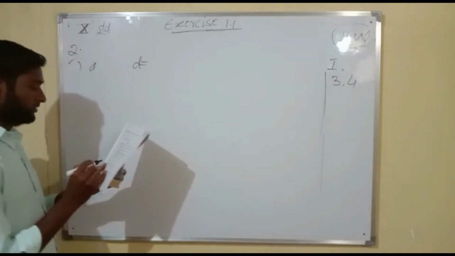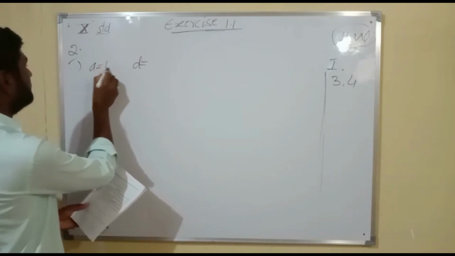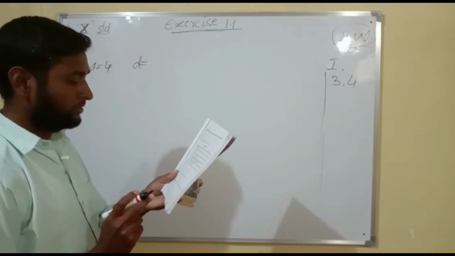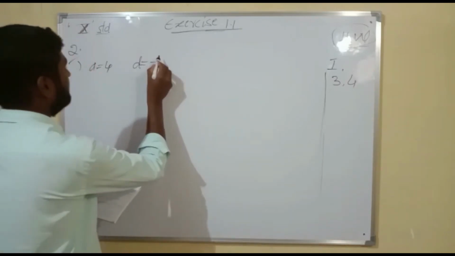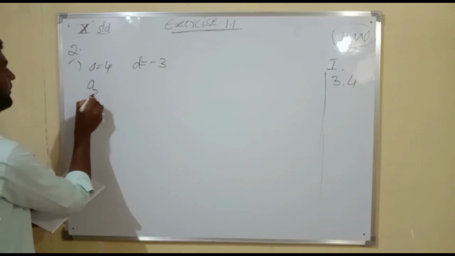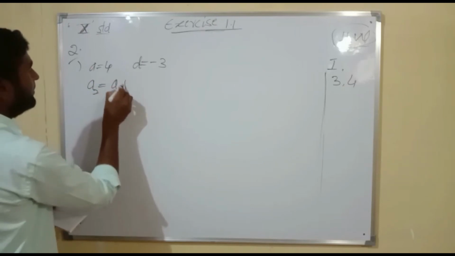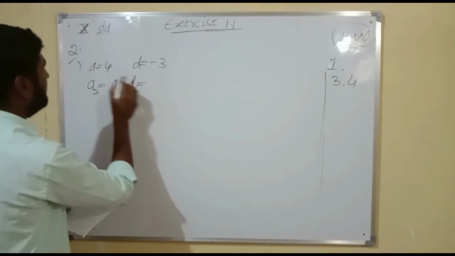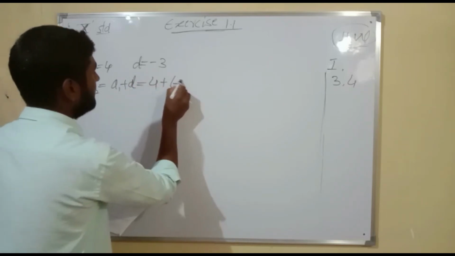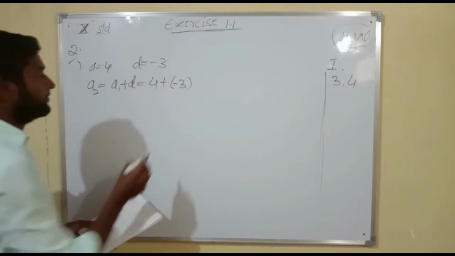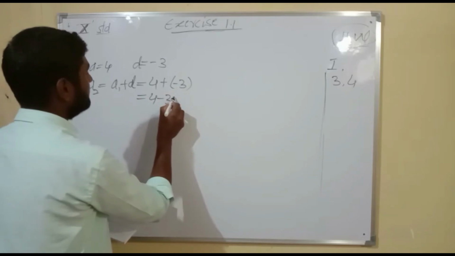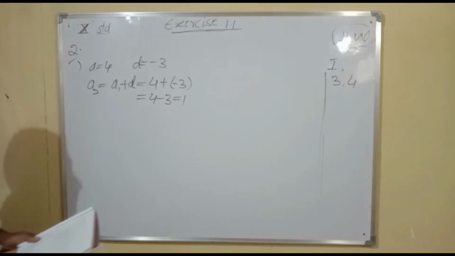Okay, say the next one. A is equal to 4 is given, and D is equal to minus 3. Okay, we know how to find out A2. It is A1 plus D, which is equal to, A1 means 4, D means minus 3. Here you see plus of minus 3. Okay, see here, 4 plus into minus, it is 4 minus 3, it is 1.